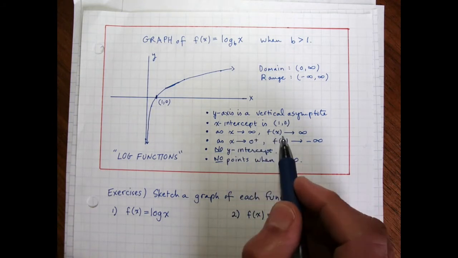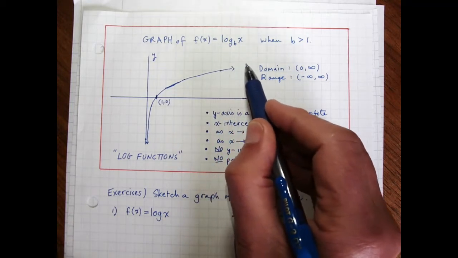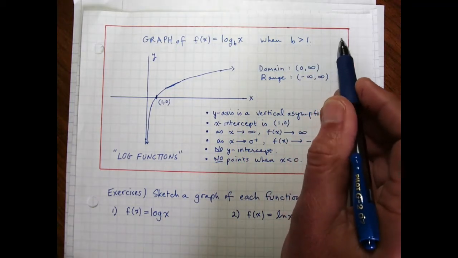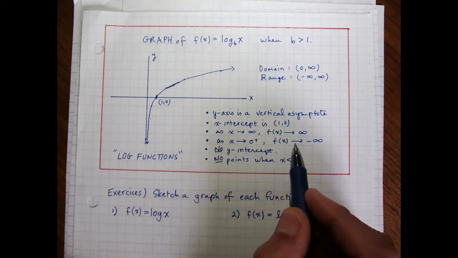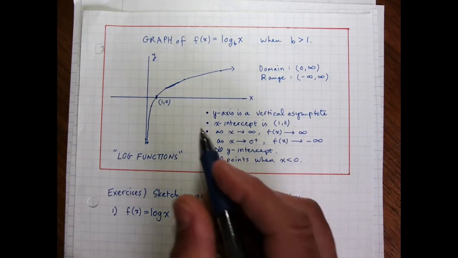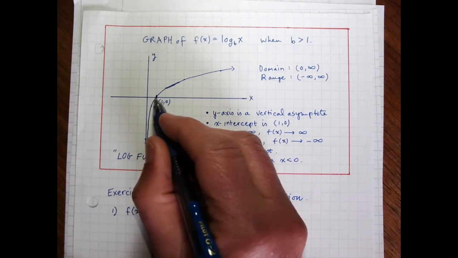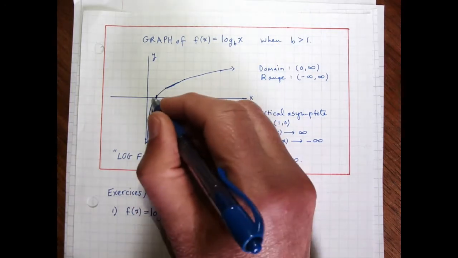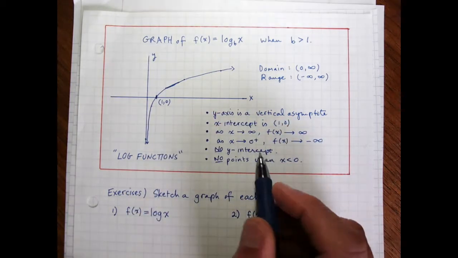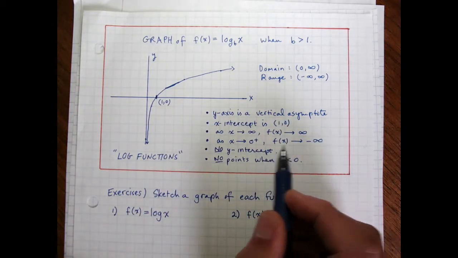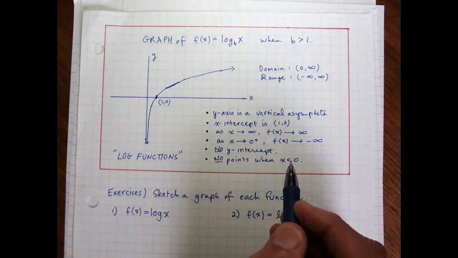As x approaches infinity, f of x approaches infinity. So this graph, there's no horizontal asymptote here. This graph just keeps rising and rising off to the right. As x approaches 0 from the right, f of x approaches minus infinity. That means as we get closer and closer to the x equals 0 or the y-axis to the right of it, this graph goes plunging downward to more and more negative values. There is no y-intercept, and there are no points when x is less than 0.